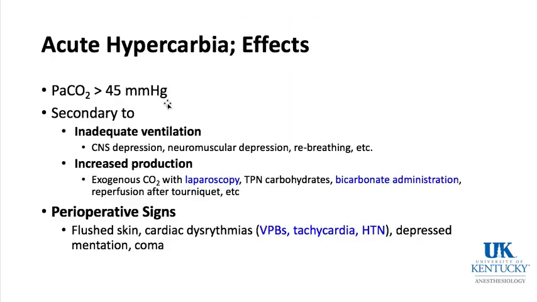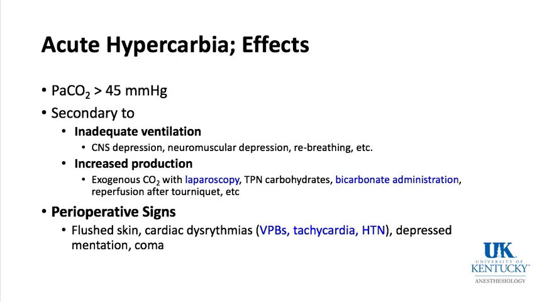Acute hypercarbia is the next key word, and the effects of hypercarbia. By definition, hypercarbia is a PaCO2 greater than 45 millimeters of mercury. It can be secondary to inadequate ventilation or increased production. Inadequate ventilation would be, for example, if you leave someone partially paralyzed and they're not breathing with a normal minute ventilation. They could be rebreathing because of something wrong with your circuit, like an inspiratory or expiratory valve or an exhausted CO2 absorber, or CNS depression from medications like opioids. That would be inadequate ventilation.